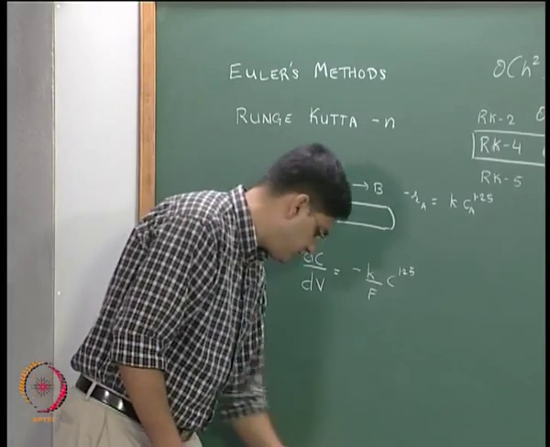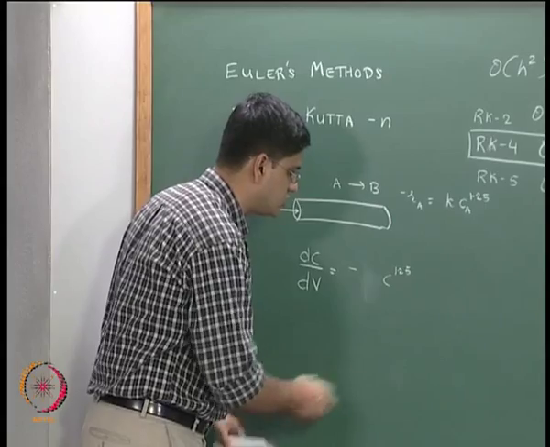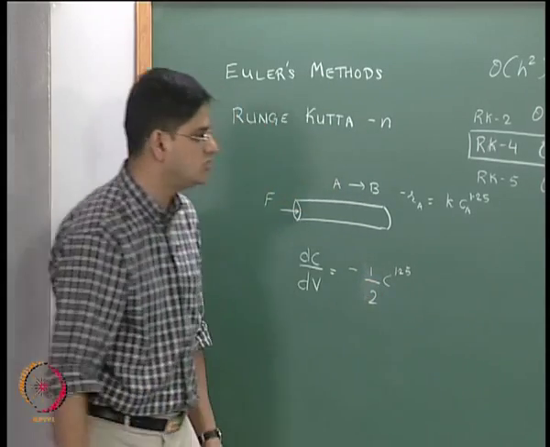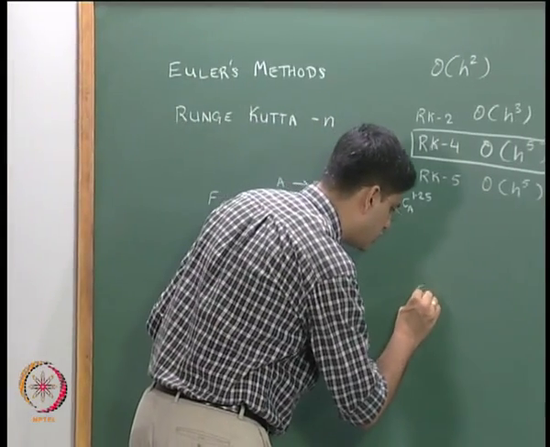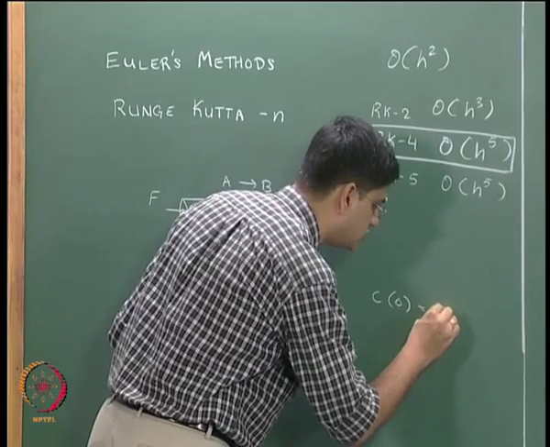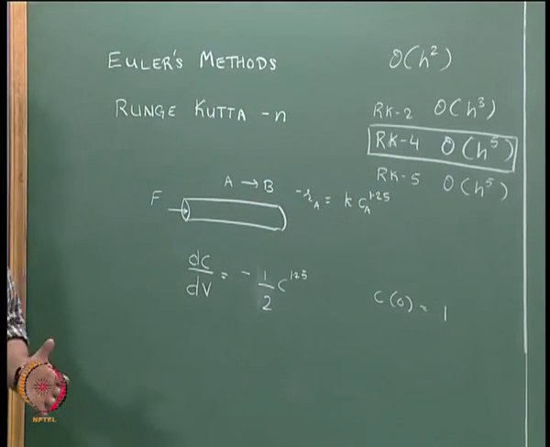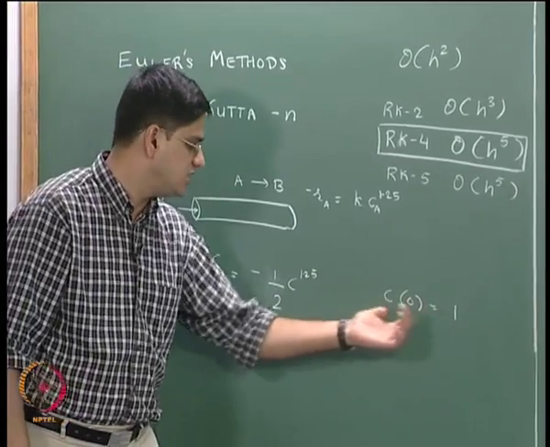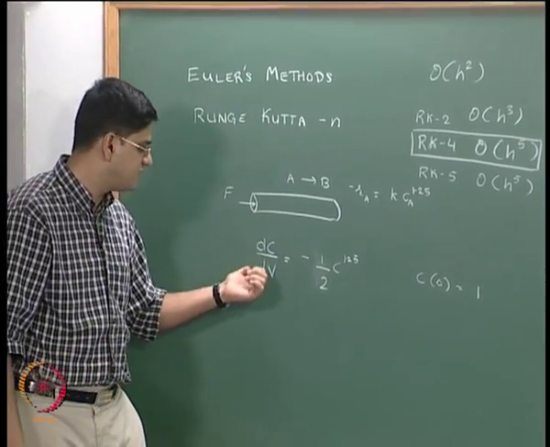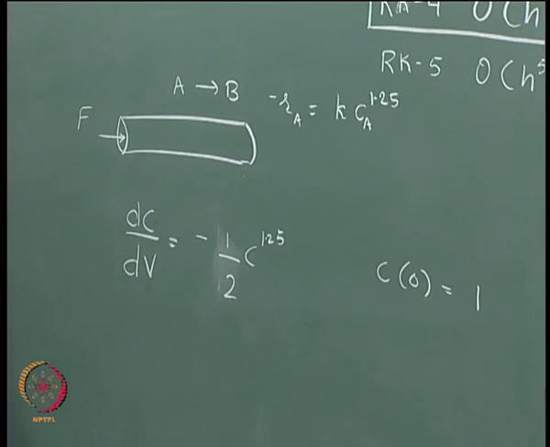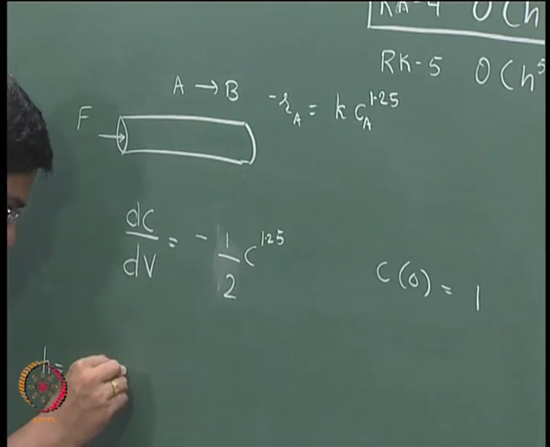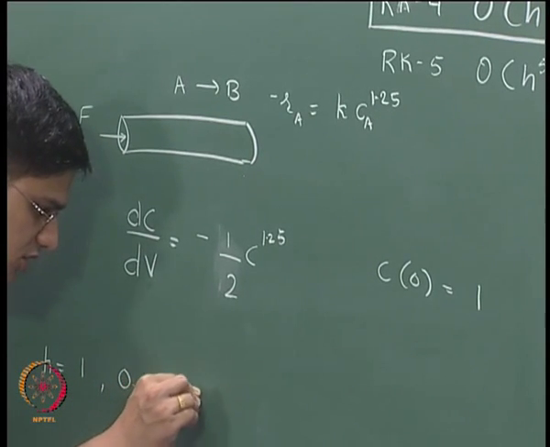As a result we obtained the ODE that we had to solve in the form 1 by 2 C to the power 1.25 as the right hand side for this ODE, starting with the concentration C at volume V equal to 0 as 1. So whenever we have an ODE we also require the initial conditions. In this case, since there is a single variable and it is a first order ODE, we require one initial condition, and given this initial condition we solve this problem using Euler's method. And we solved this problem for 3 different values of h, for h equal to 1, h equal to 0.5 and h equal to 0.25.